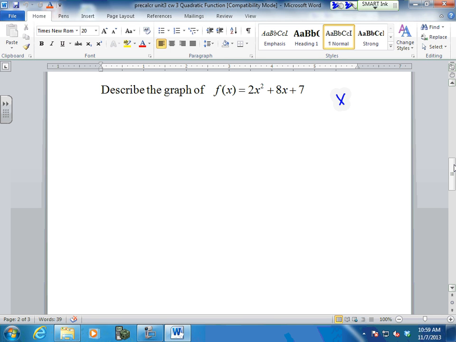Remember this way? Negative b over 2a. Find your x. This is your axis of symmetry. Then plug your x value in and find your y. Remember how we found your turning point back in the day? So we're not going to do that. We're going to complete the square.